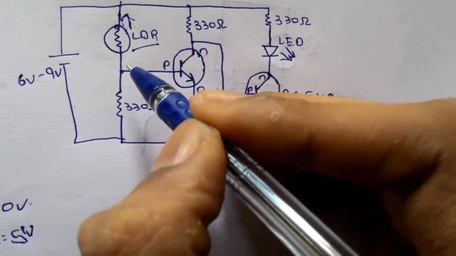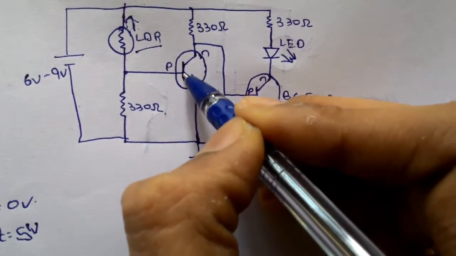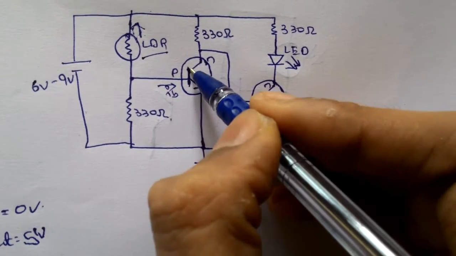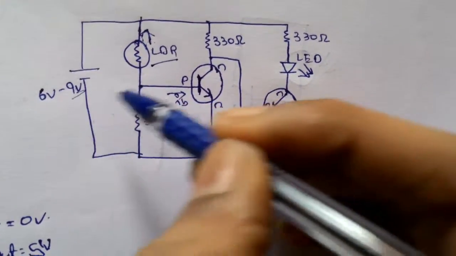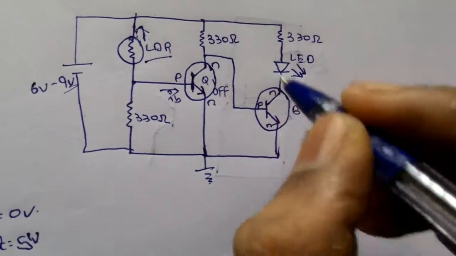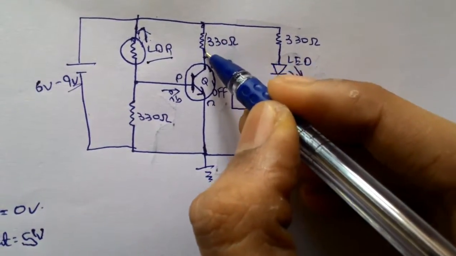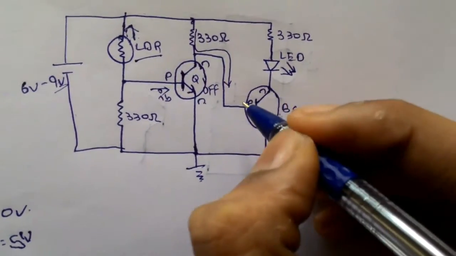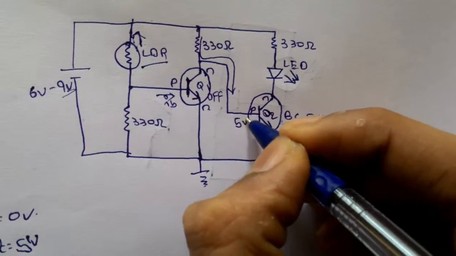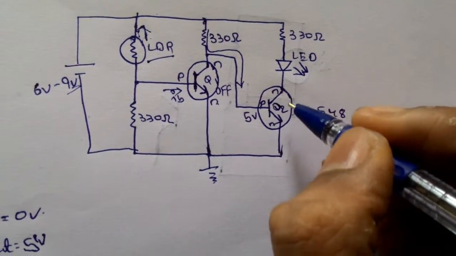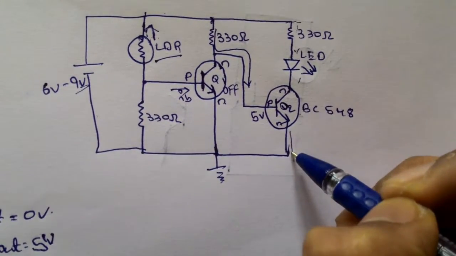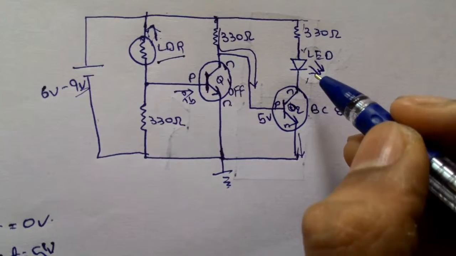Whenever no current passes through this terminal, the base of Q1 has no base current IB, so this base terminal doesn't get the current from the 9 volts. So Q1 is in the off state. Whenever Q1 is off, the current across the 330 ohm resistor brings the voltage to this terminal, so the base terminal of the Q2 transistor gets 5 volts. Whenever it gets this 5 volts, the Q2 transistor is on. So the current flows through the 330 ohm resistor, through the LED and to ground via the Q2 transistor. At that time the LED is in the on state.